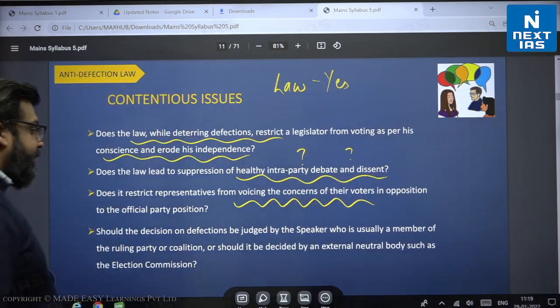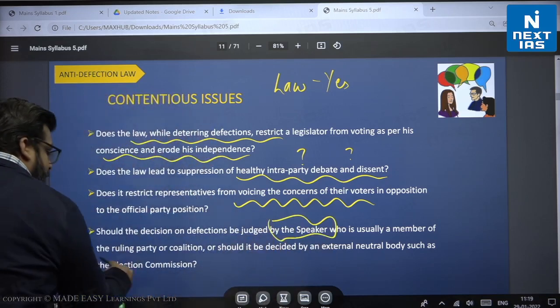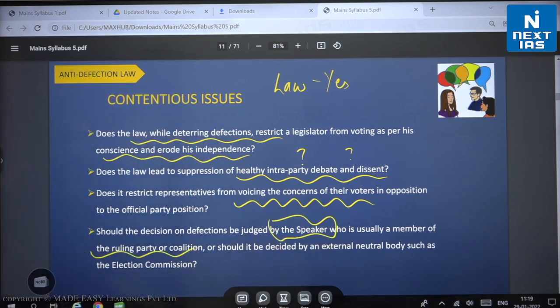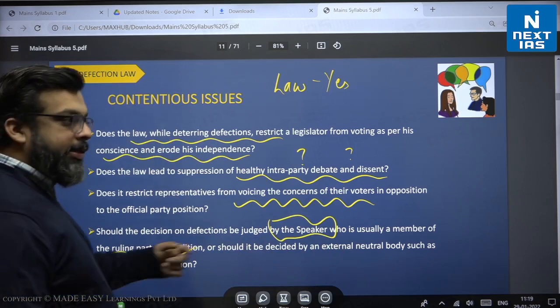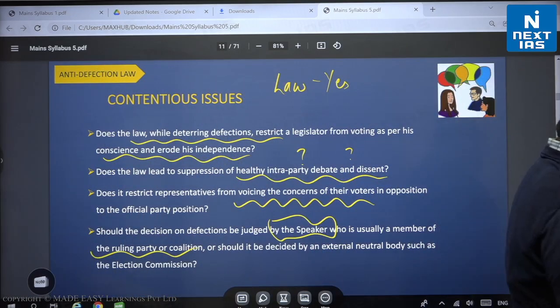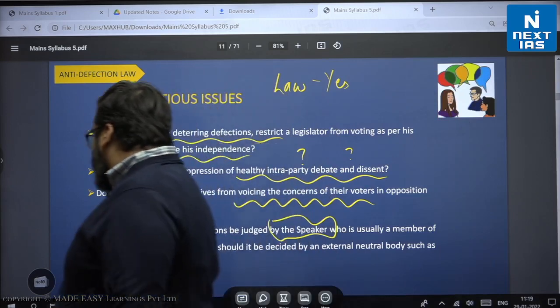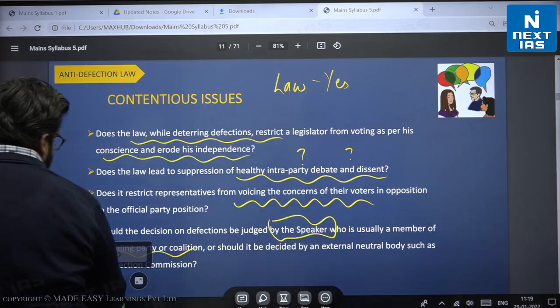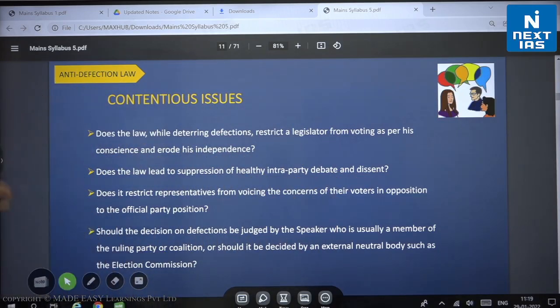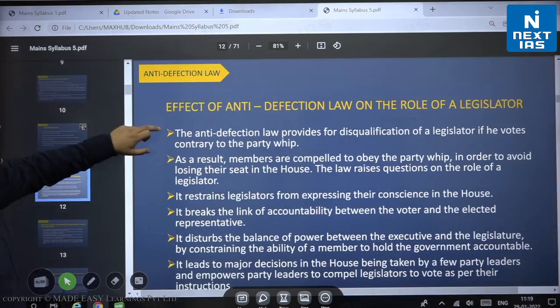And lastly, ये जो जज कर रहे हैं स्पीकर साहब, ये खुद भी तो रूलिंग पार्टी या कोएलिशन के हैं. Don't you think that the judge is also flawed? And because the judge is also flawed, don't you think we should have a neutral body for the same? So these are the basic issues that exist. These are things that we must understand. So अब इसका हम interpretations देख लेते हैं.